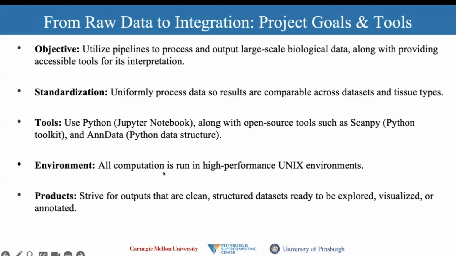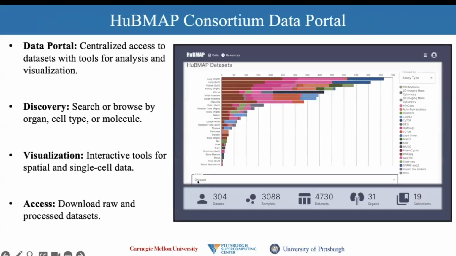Which takes me to the HuBMAP Consortium data portal. The HuBMAP portal provides access to data sets across tissue types, even allowing comparison by various modalities such as assay type. So it lets researchers search and browse spatial and single-cell data, compare data across organs, and download data sets in raw or processed forms.